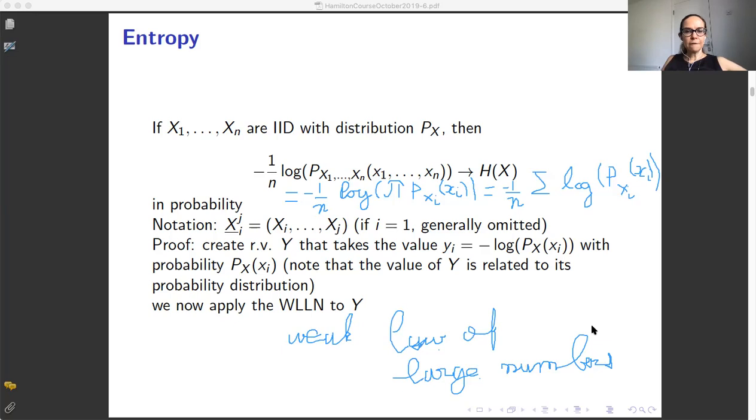Okay, so basically, as I mentioned, the way to think of this is I take a random variable y which takes the value minus log of p of x, with probability p of x. The expected value of this random variable y is h of x, because of the definition of h of x. And now I apply the weak law of large numbers that we saw before in the previous slide to this new random variable y. And then I get that this quantity goes to that quantity.